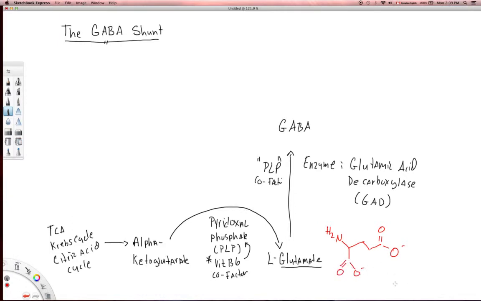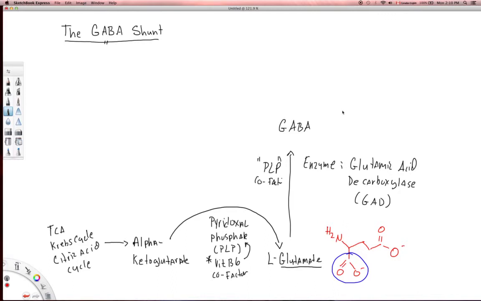So this is glutamate here, this is L-glutamate, and I want to focus right here on this carboxyl group. If you look at the name of this enzyme, you can assume what's going to happen to this carboxyl group. It's going to be decarboxylated. I'm going to remove it. That's the beauty of enzymes, a lot of what they do is actually in their names.